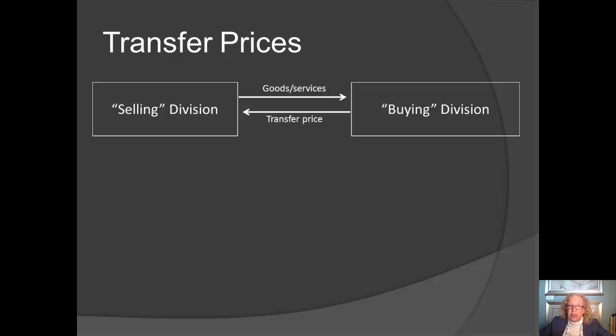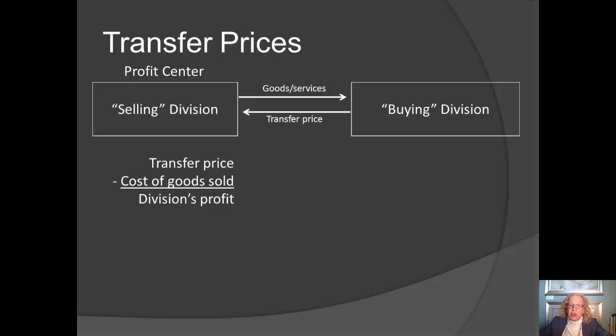However, if there is a transfer price, that transforms the selling division into a profit center, and that will change the way that we evaluate that division and its manager. Thus, the transfer price minus cost of goods sold gives us the division's profit, and that transfer price would increase the division's ROI, residual income, or economic value added.